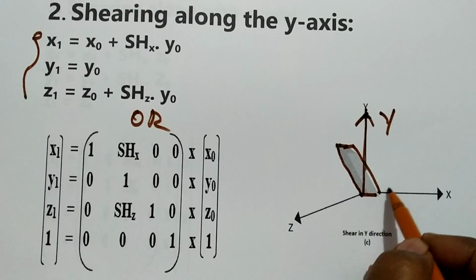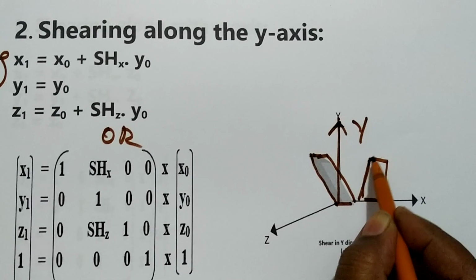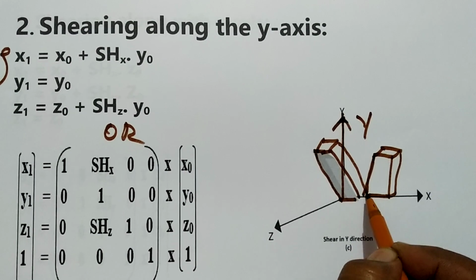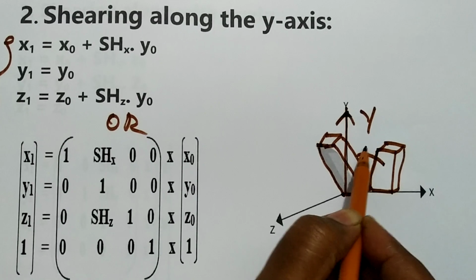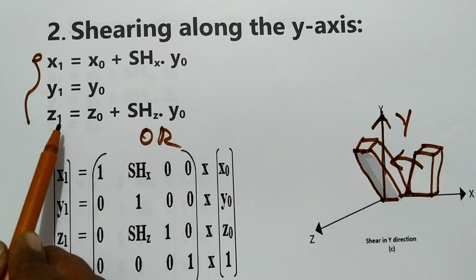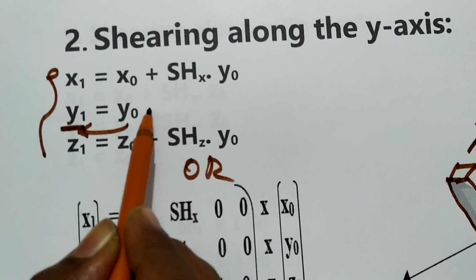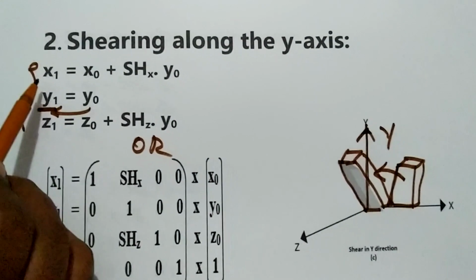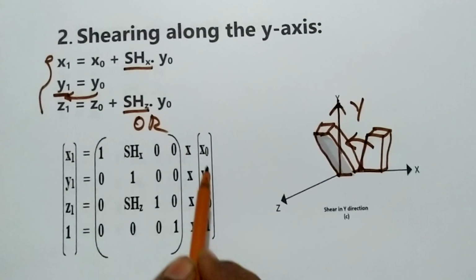Assume that your previous object was like this. It was a 3D object. This 3D object has slanted in the y direction. So if you want to change the size of your object along the y-axis, you can go for this equation or a matrix form. In this equation, you can observe here that for the value of y1, you get the old value of y. You don't need to apply any shearing parameter. But for the opposite, x1 and z1, we get them along with what? The shearing parameter.